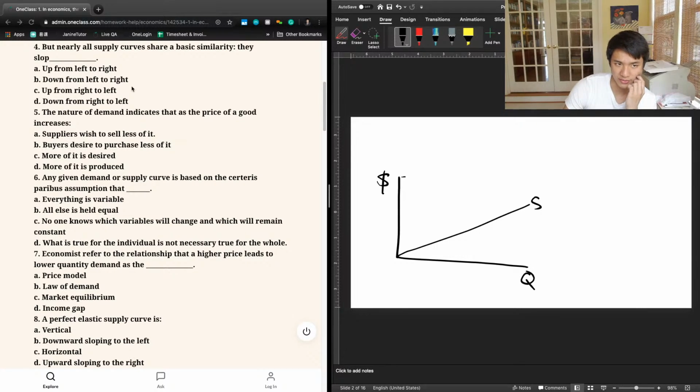A says up from left to right, and that seems to be true. The thing that confuses me is, you could also say it's down from right to left, right? It starts high on the right side and goes down toward the left side. I'm going to still go with A, up from left to right, only because we typically read the graph that way, and that's the best way to understand it. And we typically think upward sloping or positive slope when we think supply curve. We don't think downward sloping from the right, right? So A is going to be the best answer here for me.